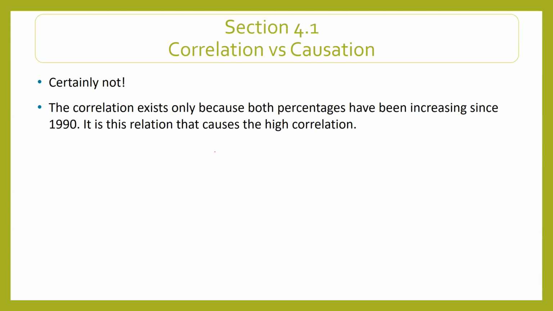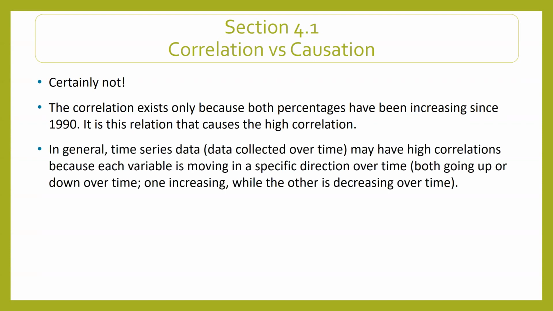The percentage of those who are getting a bachelor's degree is increasing. The percentage for the unmarried female is also increasing. And that is why we get a very high correlation coefficient value. It is the trend that causes the high correlation, okay? In general, time series data may have high correlation because each variable is moving in a specific direction over time. So that does not mean that one is causing the other, okay?